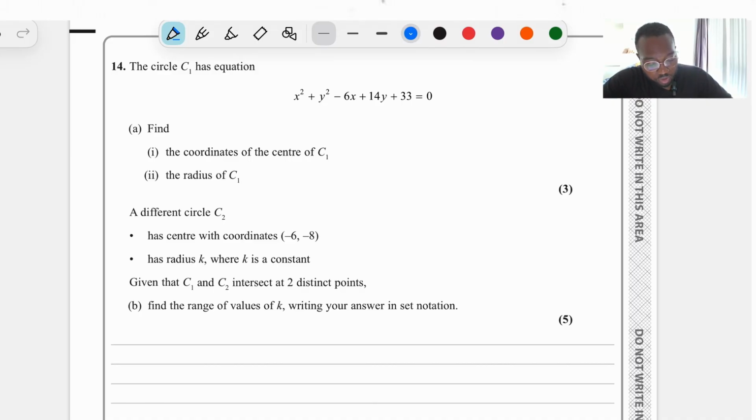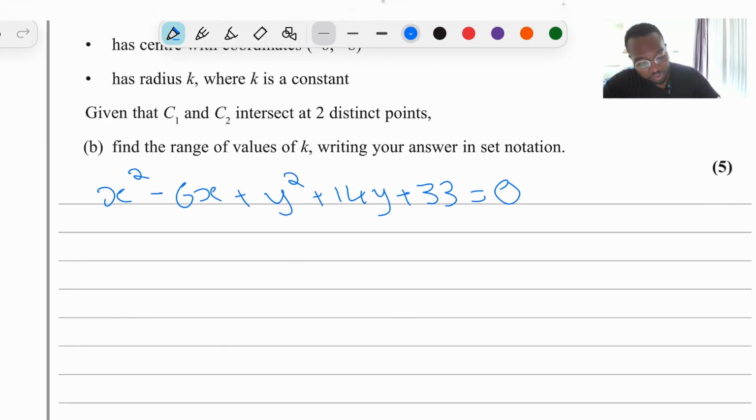We need to find the coordinates of the center of C1 and the radius of C1. So a pretty nice question towards the end of the paper. So we need to rewrite this in the circle equation formula. So let's group up all my x values first. So we have x squared minus 6x plus y squared plus 14y plus 33, and that is equal to 0. Then let's complete the square.